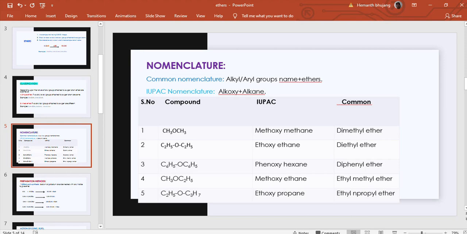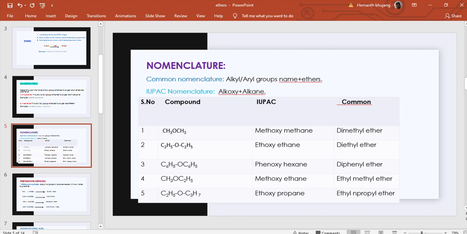Coming to C6H5O C6H5. Again, these two groups are similar, but this is not an alkyl group; this is a phenyl group. So you have to consider one of the phenyl groups along with the oxygen, and we can name this as phenoxy, and this is hexane, because hexane is what? C6H6. So this is phenoxyhexane.